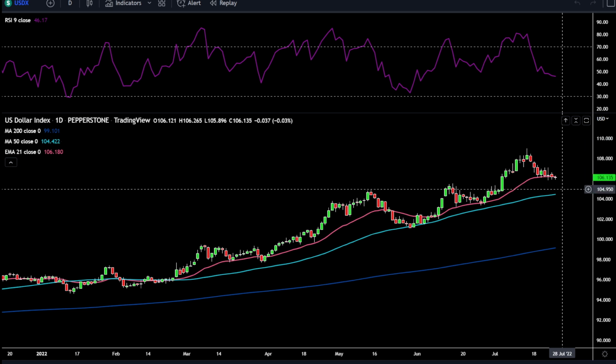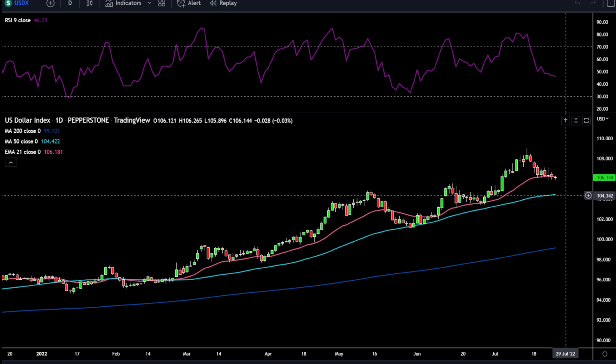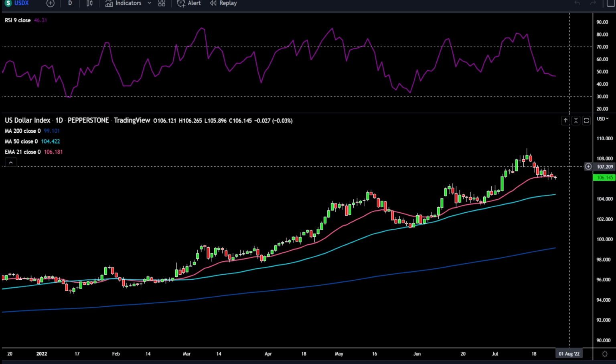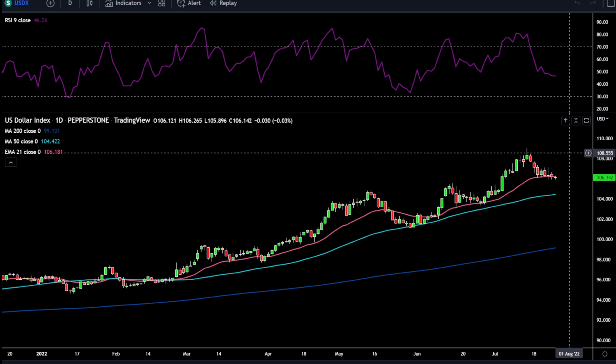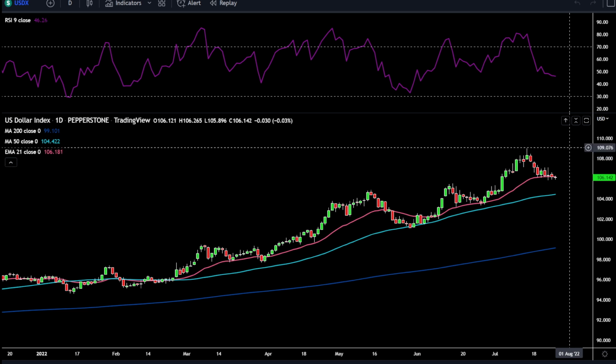Levels to watch, I'd say, are around here. There's a little bit of support at around 105, and below there we've got the 50-day simple moving average. On the upside, there's a tiny bit of resistance there at around 107. Above there, we've obviously got 108.5 and then 109 around here.